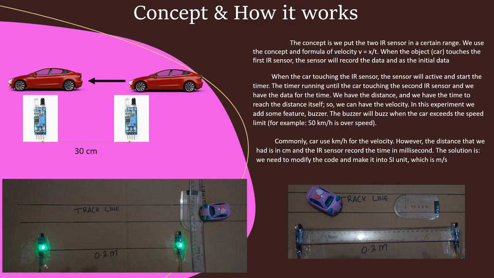The system works like this: when the car touches the first IR sensor, the timer starts. The timer is calculated by the Arduino code, and when the car touches the second IR sensor, the timer will be stopped. Then the Arduino code will process the data, calculate it with the formula, and display it on the LCD. That's how it works.